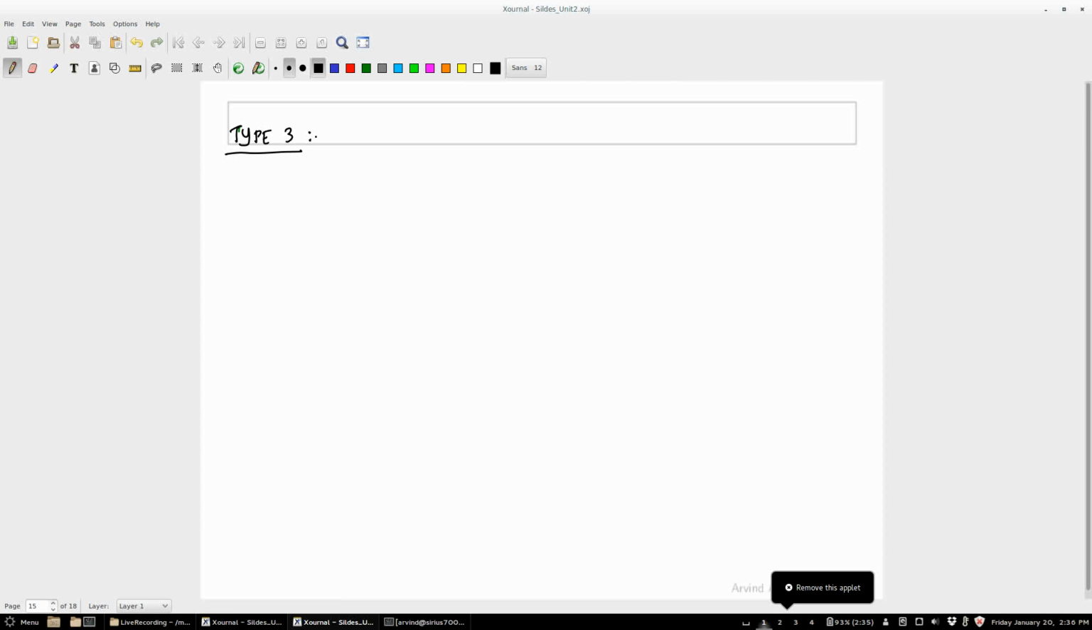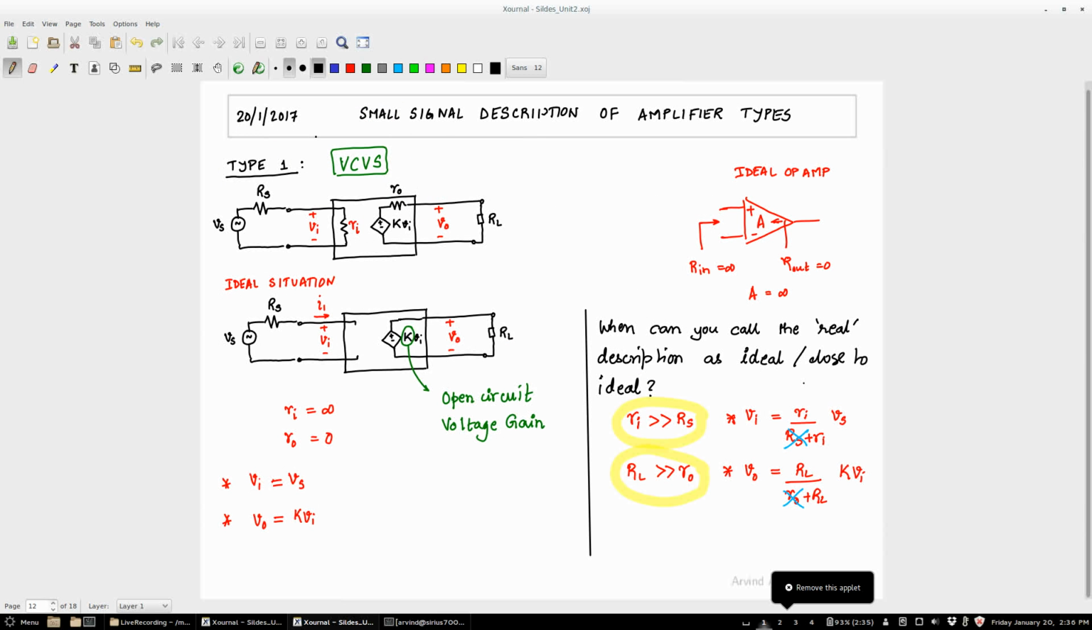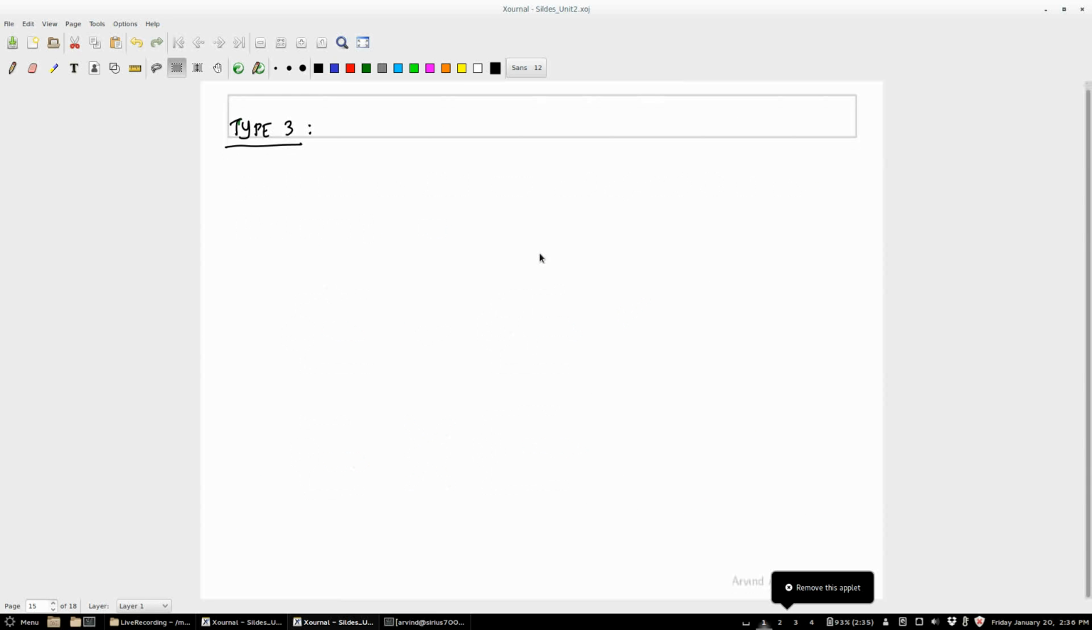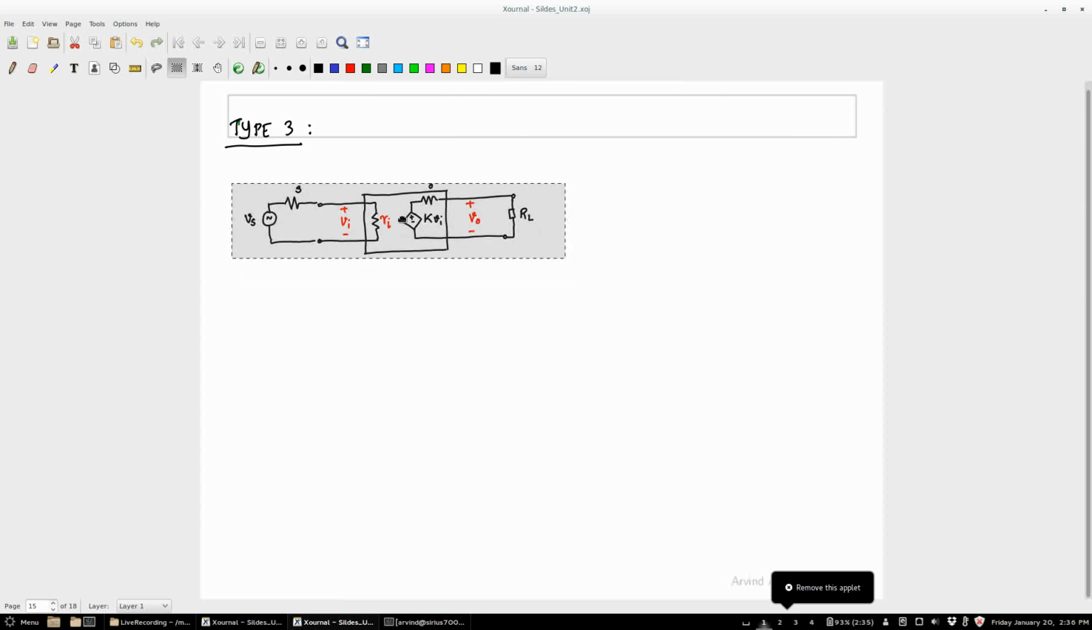Right. So now that we have done type 1 and type 2, we can now do type 3. And which one do you want to do as type 3? You have to draw, yes. You want to copy, right? So let me do this.